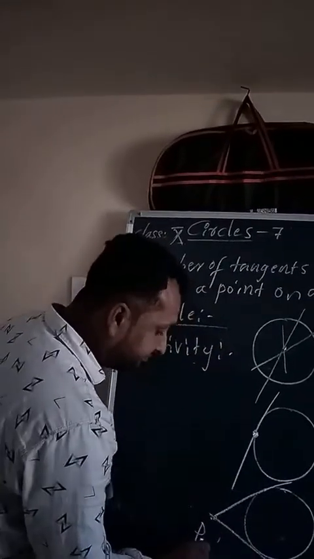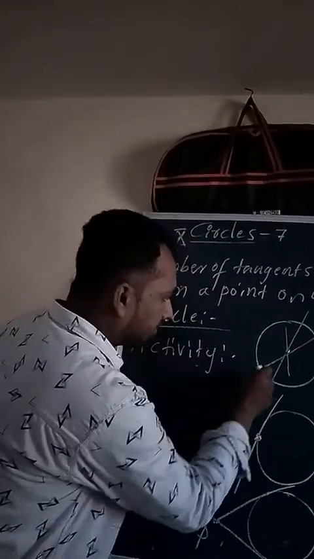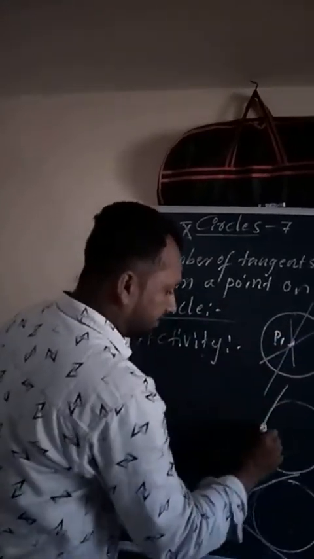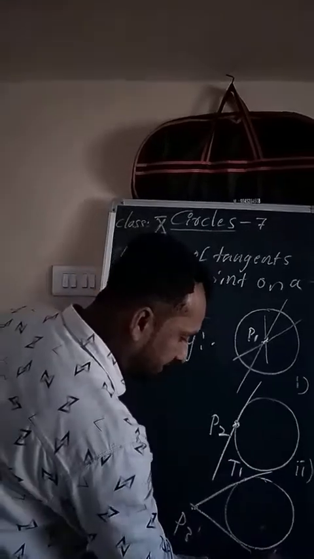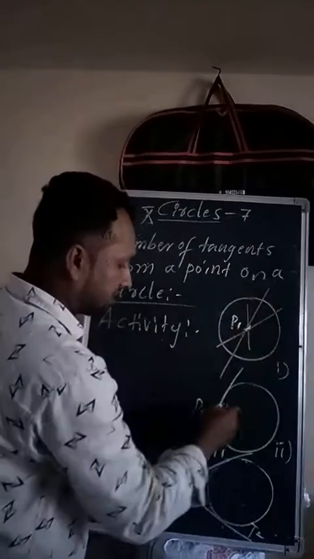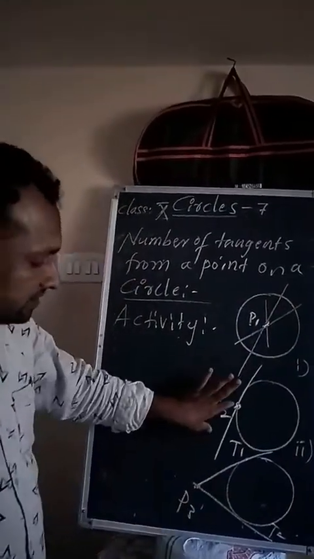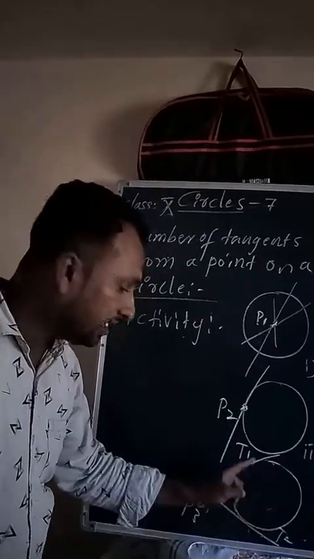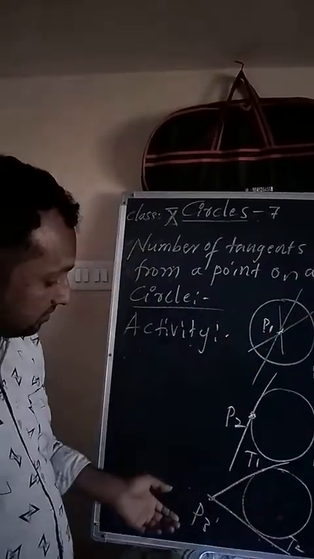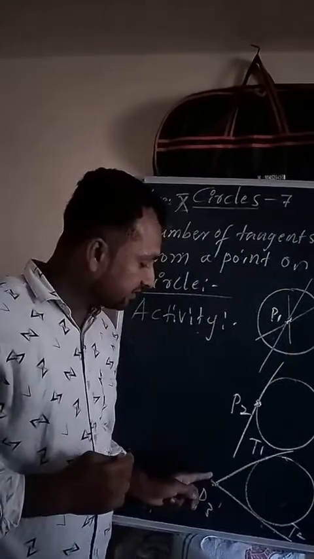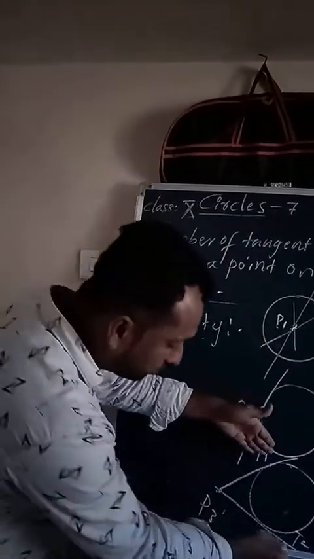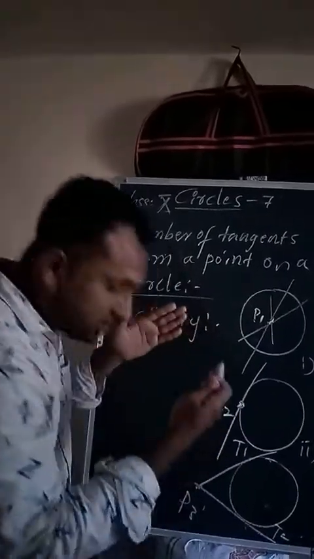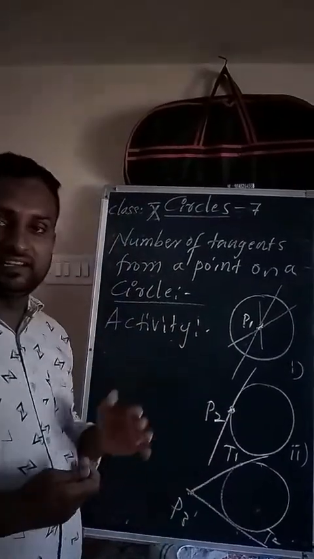Now see, this is P1, and give the names P2 and P3. This is T1 and T2, and here there is no tangent. Here only one tangent. T1, T2 are tangent 1 and tangent 2. If the point is outside the circle, we can draw two tangents to the circle through the point lying outside the circle.